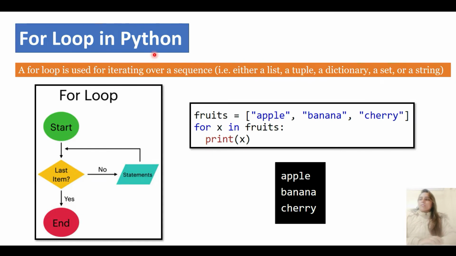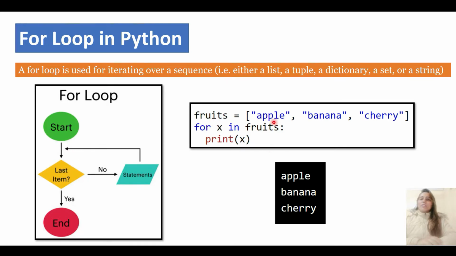For loop in Python. A for loop in Python is used for iterating over a sequence. Sequence means either a list, a tuple, dictionary, set or string. So what does a for loop do? It will check if this was the last item in the list, tuple, dictionary, set or string. If it was not, then it will run the particular statements and then come back and check if it was the last item. If it was the last item, it will end the loop.